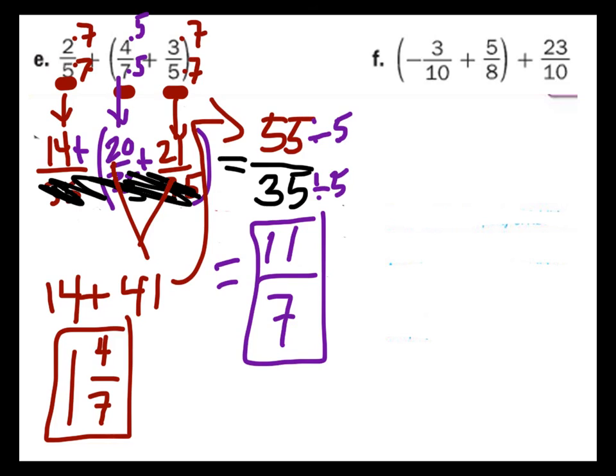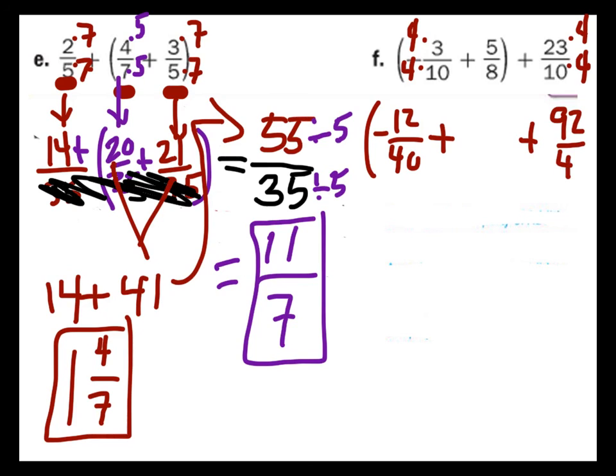What would be the common denominator for F? 40. Good. So I multiply this by 4, this by 4, and the numerators as well. So I get negative 12 over 40, parenthesis, plus 4 times 23, 80, 92 over 40. And my other number here, 8 times, this would be 5 now. So 25 over 40.